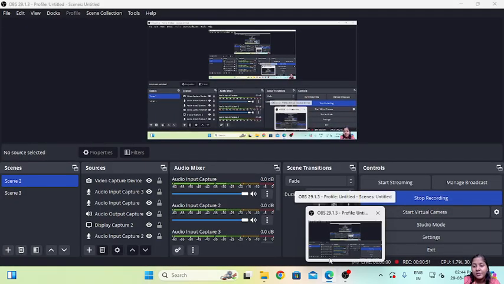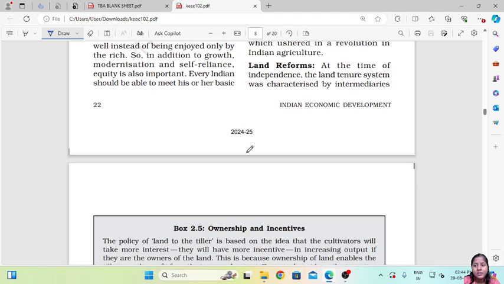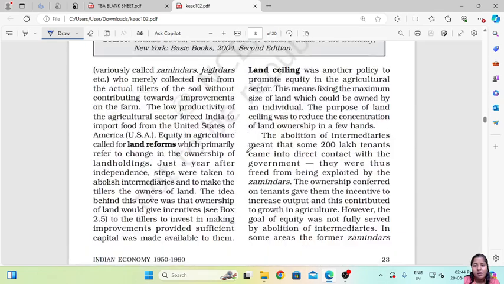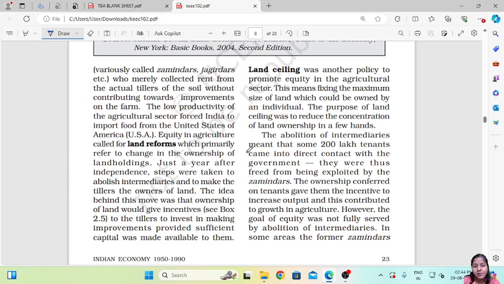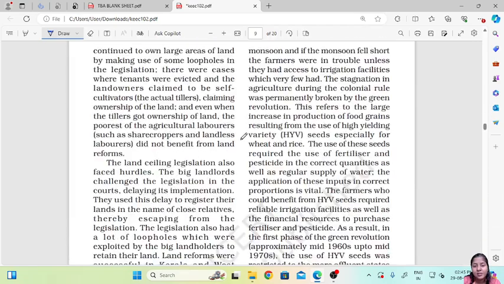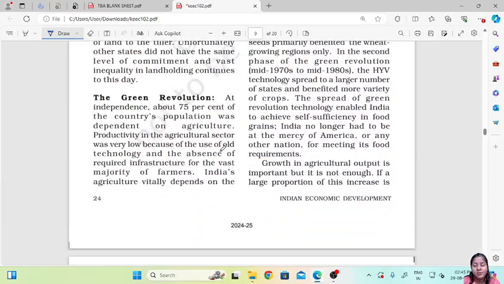We have also discussed land reforms, which basically refer to the change in ownership of the land holdings. Then land ceiling, the main concept we have seen in this chapter. All these things and the zamindari system we have discussed. Then we moved to the green revolution.